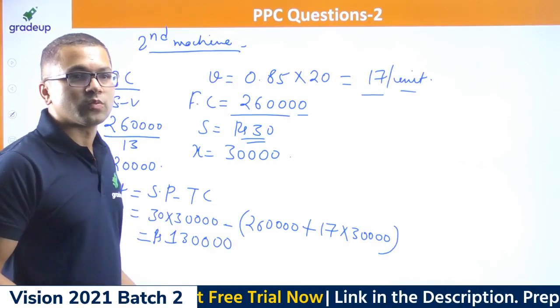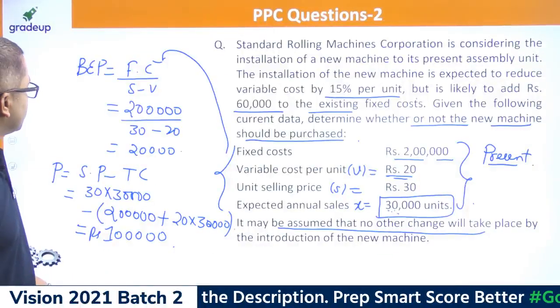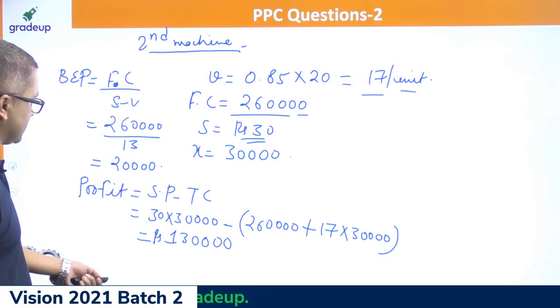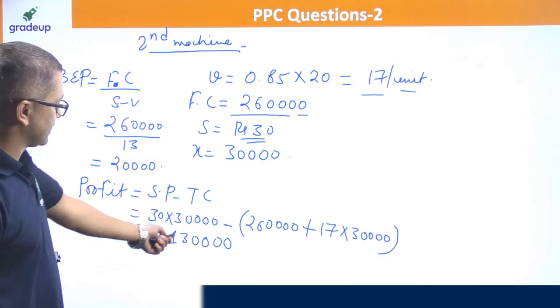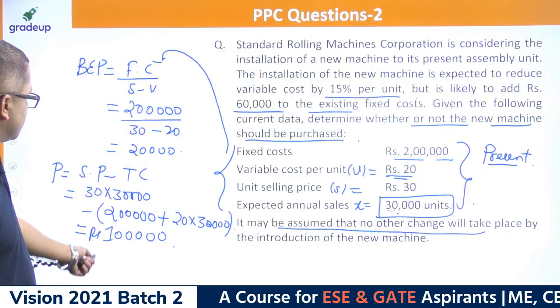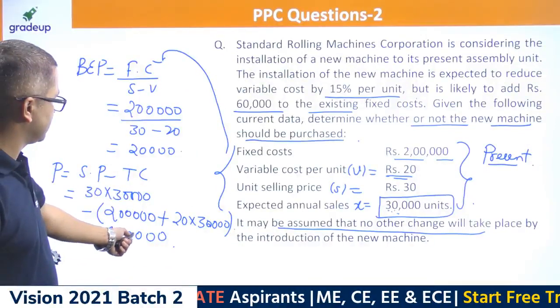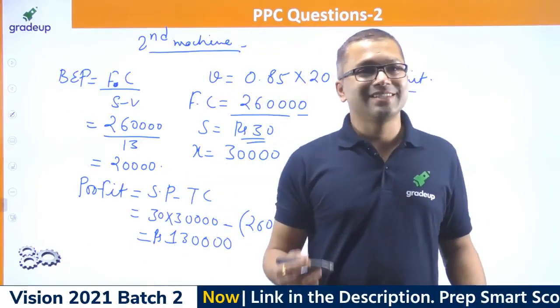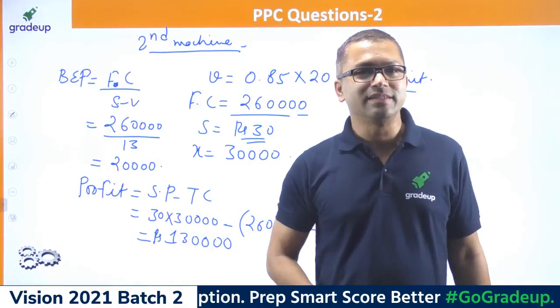Okay, yeah. So which one of these will you prefer? Break-even point is the same, 20,000, and the profit in the second case is 1,30,000, and in the first case it would be 1 lakh, right? So which one will you prefer? Machine A or machine B?